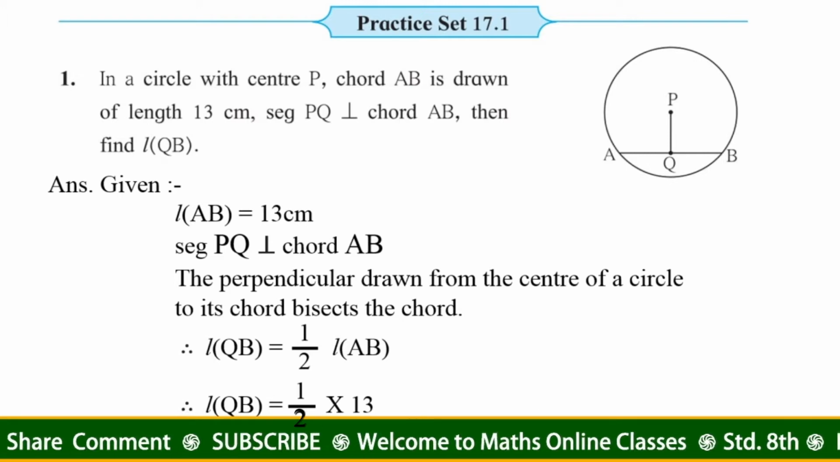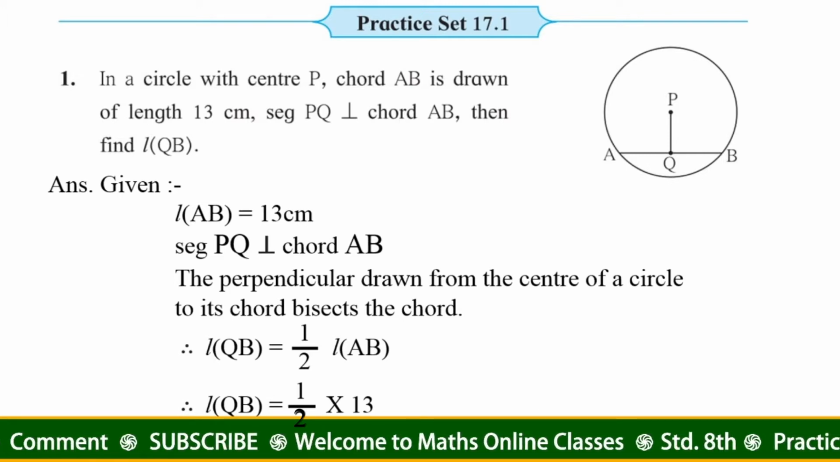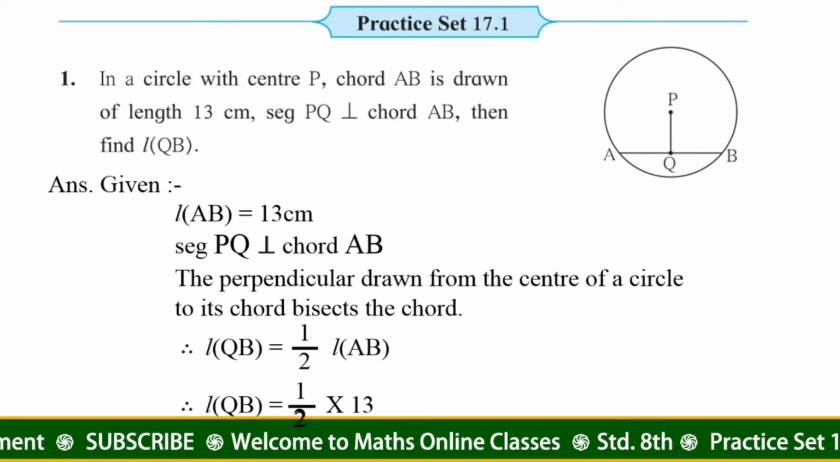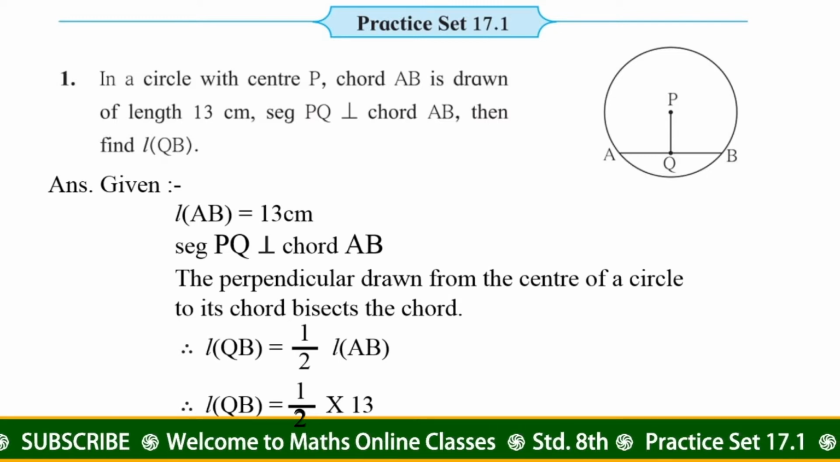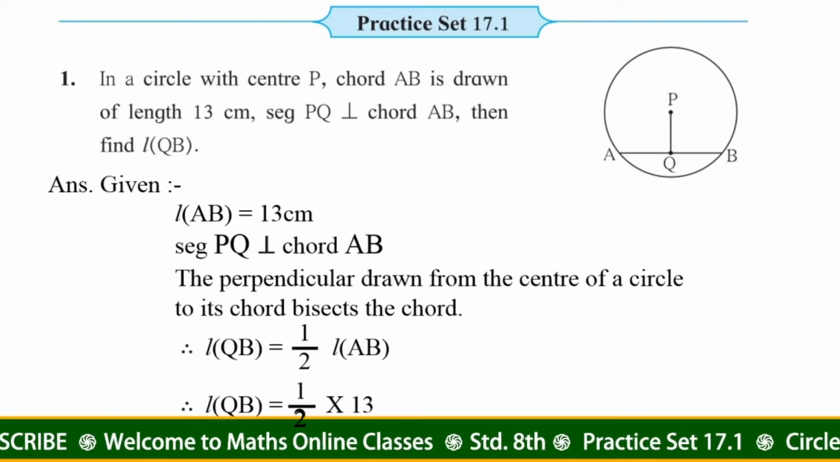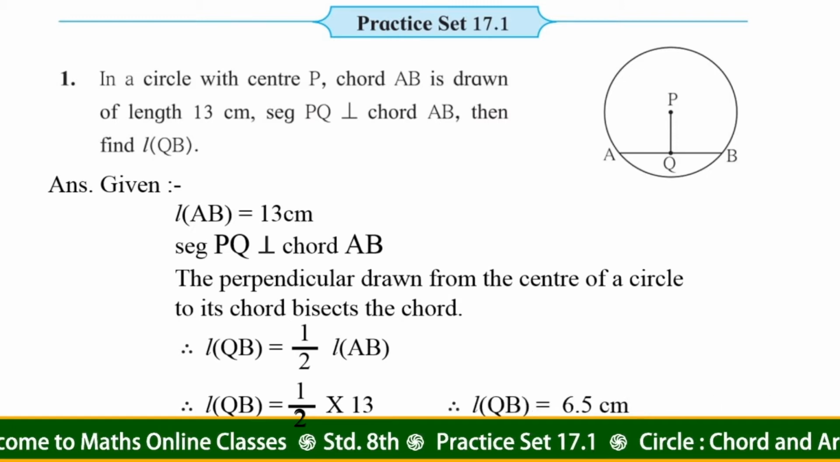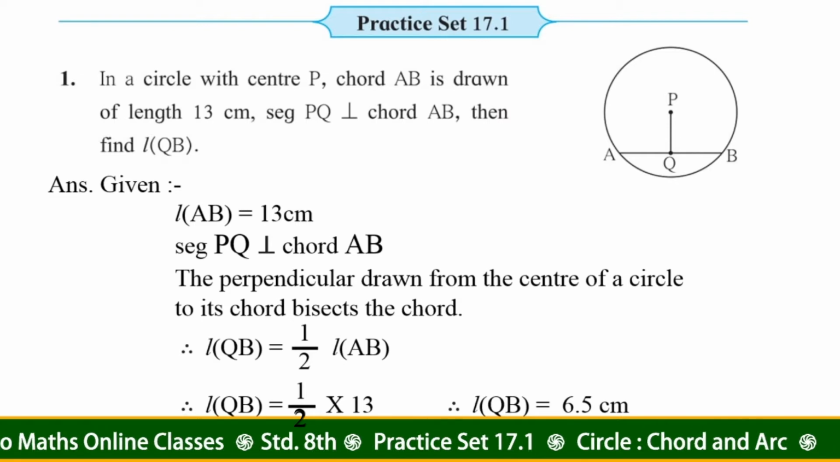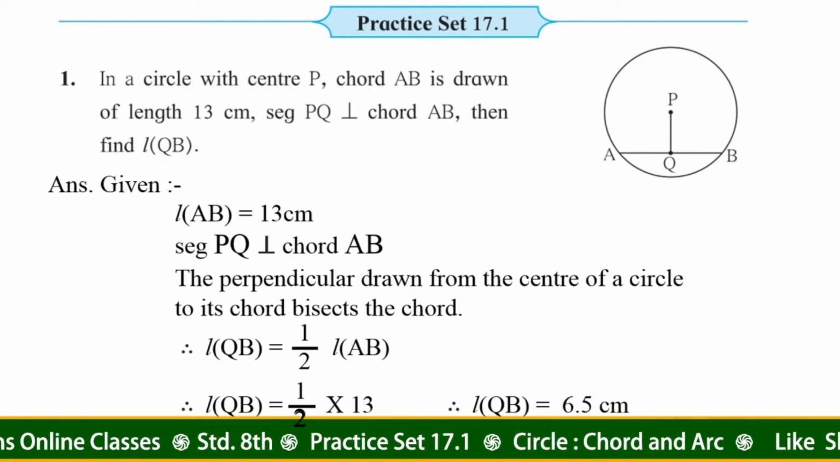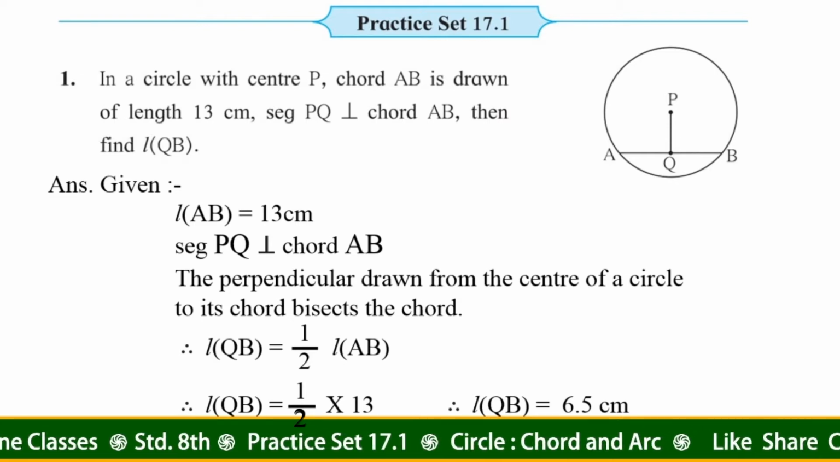Therefore, length of QB is equal to 1 by 2 multiplied by 13. Now what is the half of 13? It is 6.5. Therefore, length of QB is equal to 6.5 cm, and that is our required answer.